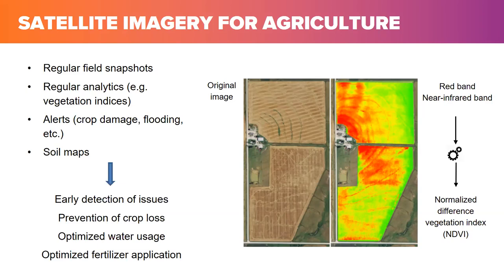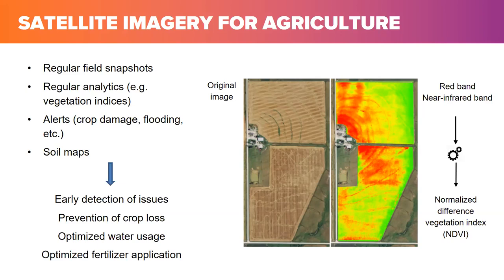So based on, and this is just one example of an analytical product that can be computed here, there can be more. So based on this kind of monitoring, we can generate alerts for the farmer to be able to take immediate action if something seems to be going wrong.